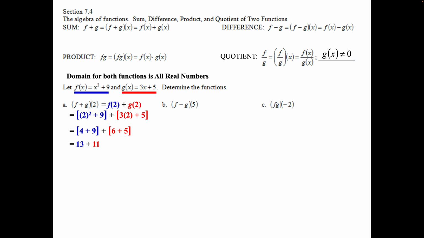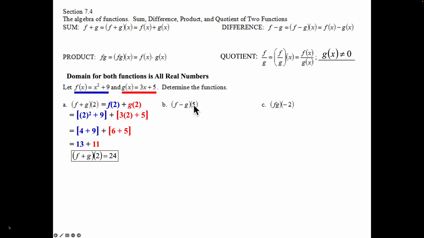So what's actually happening here is you're using the x coordinate of 2, but with the f function, it gives you a y coordinate of 13, and the g function's y coordinate will be 11, so we're just adding the two y coordinates together to come up with 24. So (f plus g) of 2 is 24. It's a whole new function, the new point 2 comma 24.